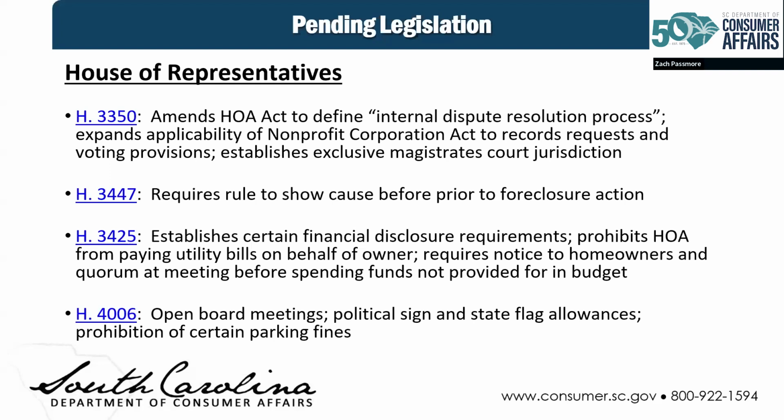House Bill 3447 would require that HOAs rule to show cause before any foreclosure action. House Bill 3425 would establish certain financial disclosure requirements, prohibit HOAs from paying utility bills on behalf of an owner, and it would require notice to homeowners and a quorum for meetings before spending funds that are not provided for in the budget. House Bill 4006 would create open board meetings and has certain provisions for political sign placement and state flag allowances, and prohibition of certain parking fines.